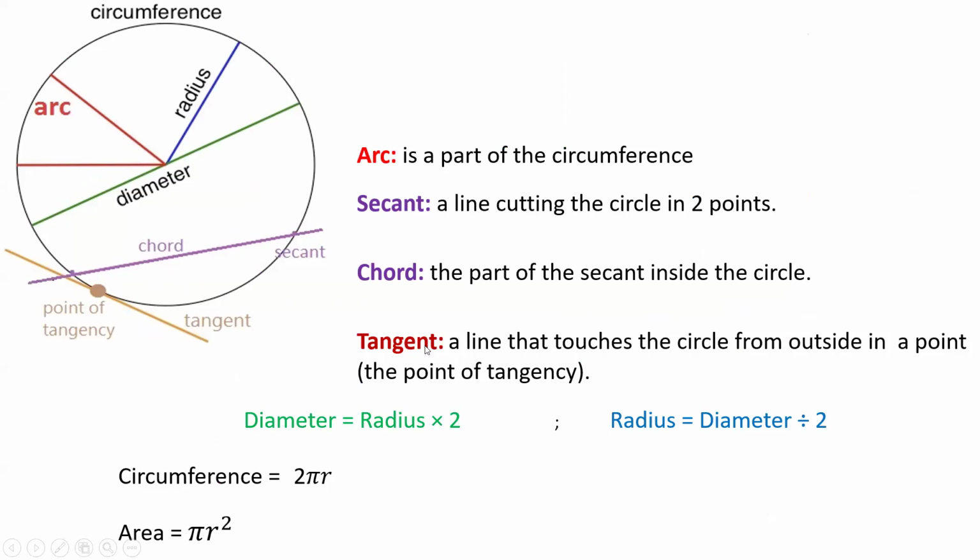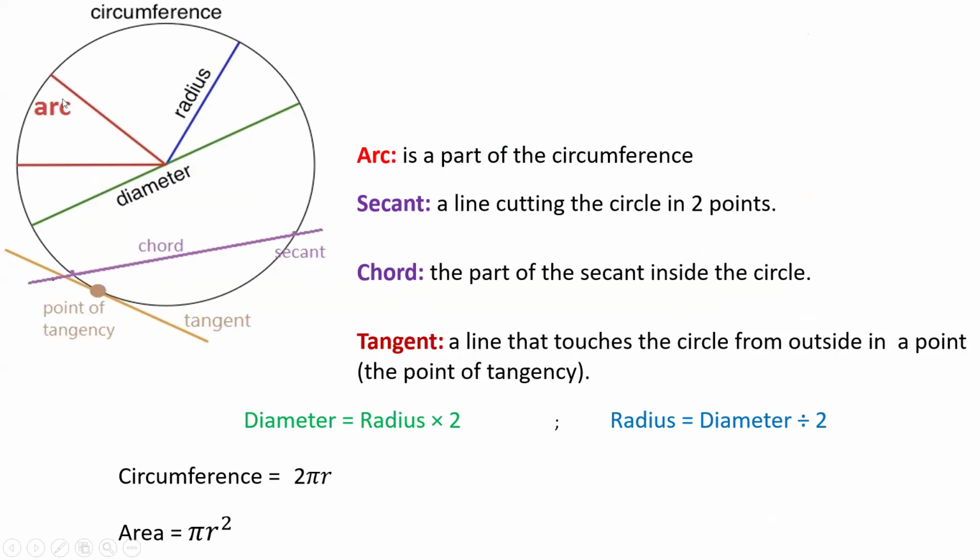And we have a very special line in the circle, which is called the tangent. To draw a tangent, we take any point on the circle and draw a line touching the circle at that point from outside. This is called the point of tangency.